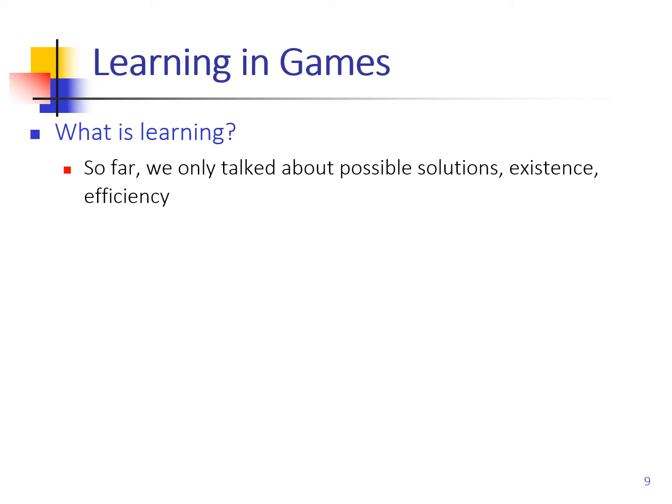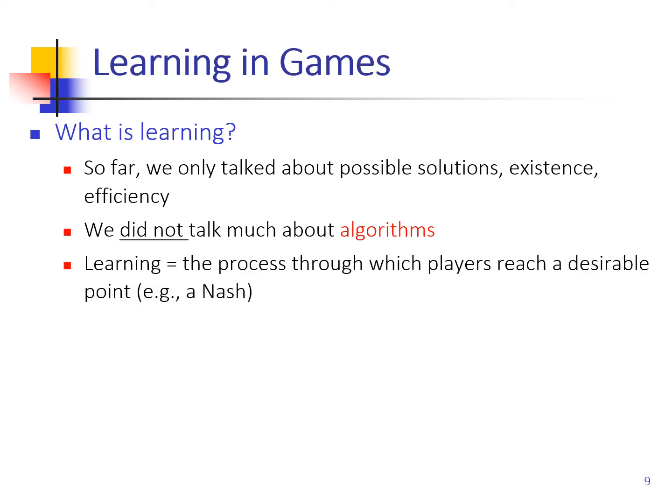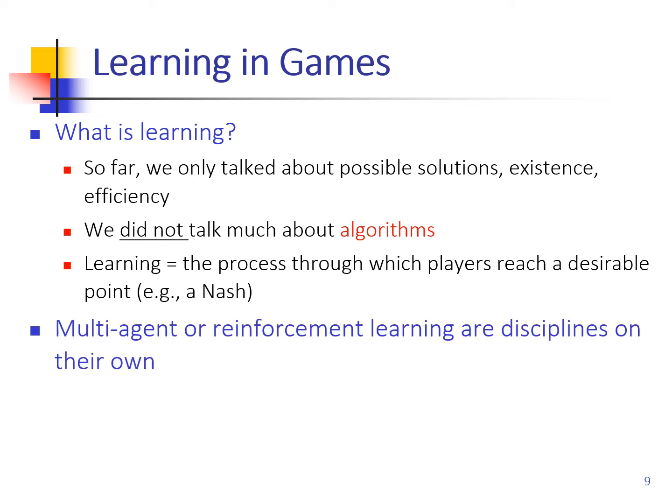So in the previous lecture we talked about the notion of equilibria. We talked about, if you have a game and I give you the payoffs, for instance, you can characterize the equilibrium. You can say this is a Nash equilibrium, and so on. You can say this is an efficient equilibrium. But we didn't talk about how you approach or converge to this equilibrium. We didn't talk about the algorithmic part, which is what brings us to this lecture. So learning, of course, we saw, is a process through which players reach a desired point, for instance, a Nash equilibrium.